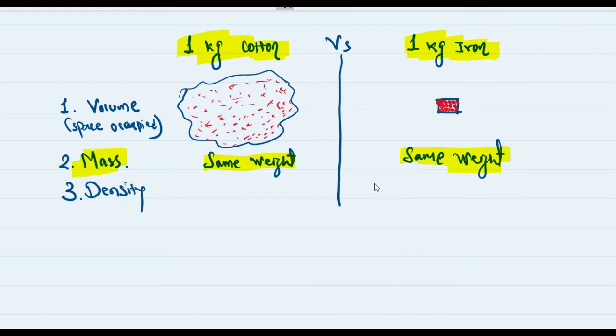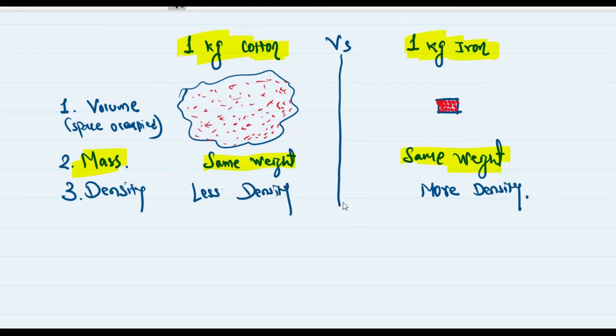Now it is very easy to tell which is dense. Tell me which is dense now. If you have written iron, 1 kg iron is more dense, then you are correct. Here the density is more. Here the density is less.